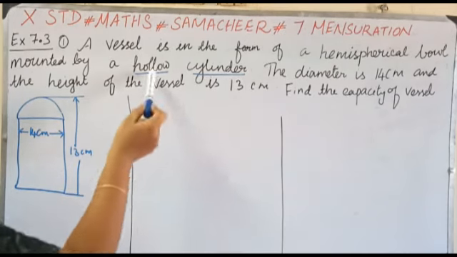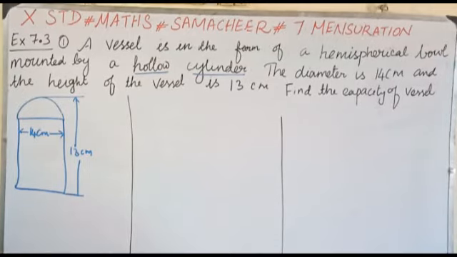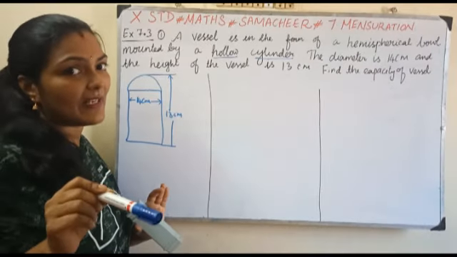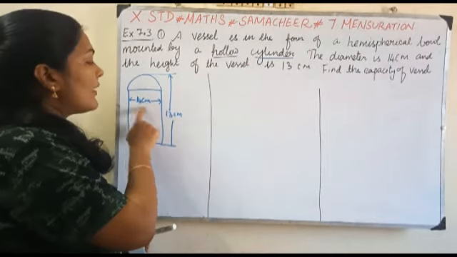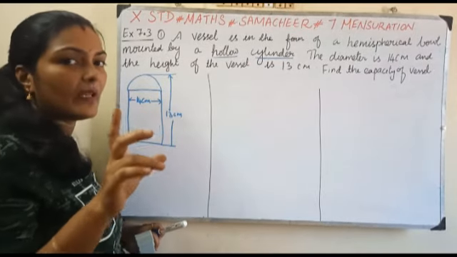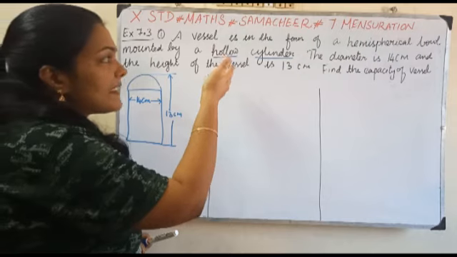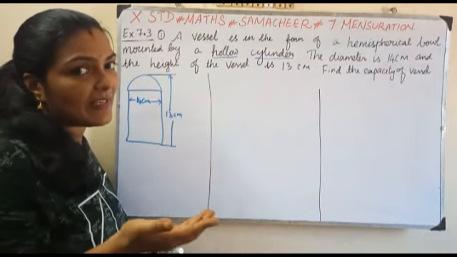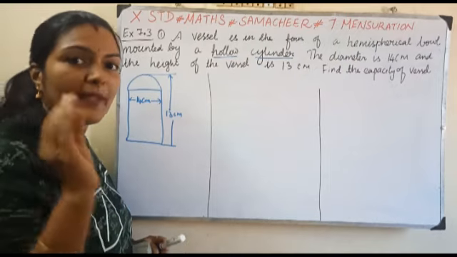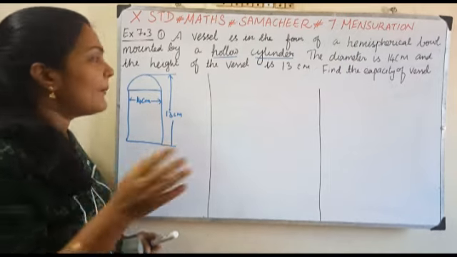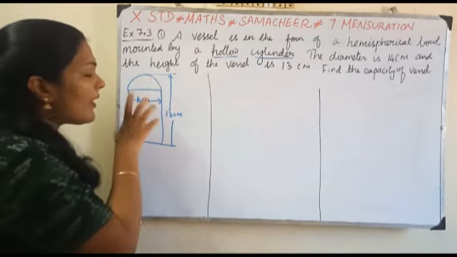பட் இங்க சொல்லியிருக்காங்க ஹாலோ சிலிண்டர். ஹாலோ சிலிண்டர் outer radius as well as inner radius are required. Okay, but for this case only one radius is given, so no need to worry about that. Even if both outer radius and inner radius are required, we can find how much material is required to make the hollow cylinder. That's all. But here they are asking the volume of this vessel.